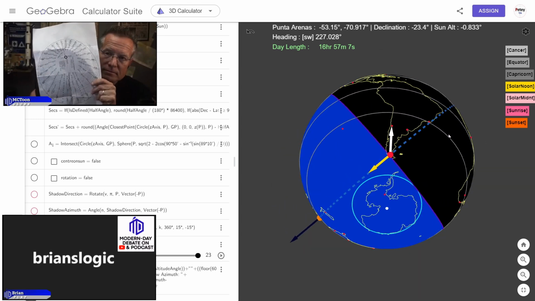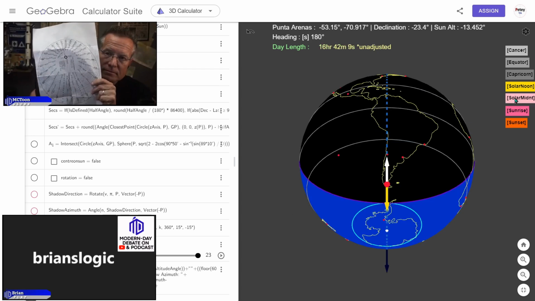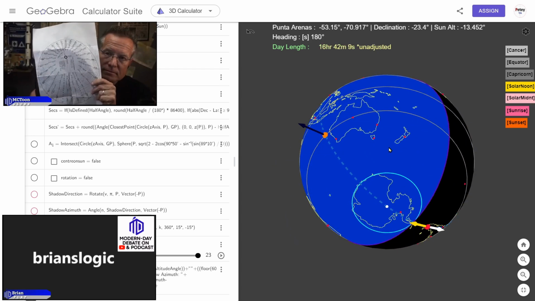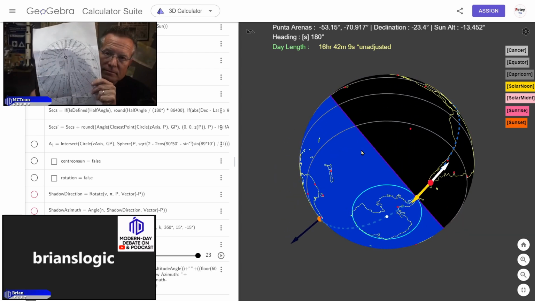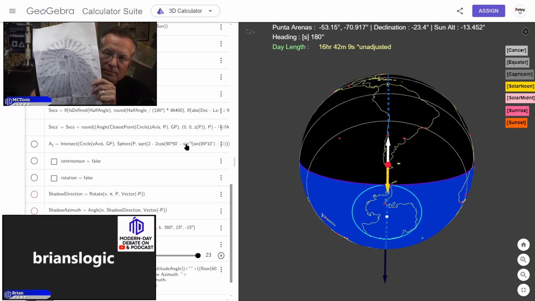It's not a prediction. Yes, it is. This is 100% a prediction. This was all done ahead of time. The sun will be here, the shadow will be at this angle, the shadow will be this length. Has it been seen before? No, it's never been seen before.